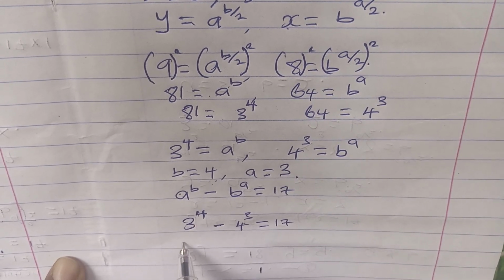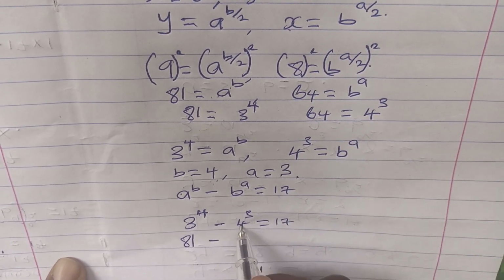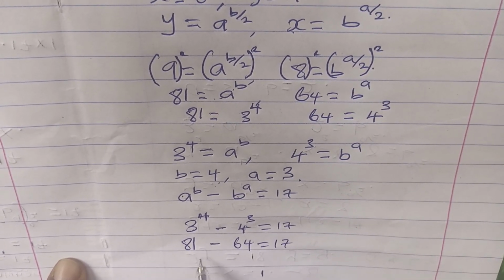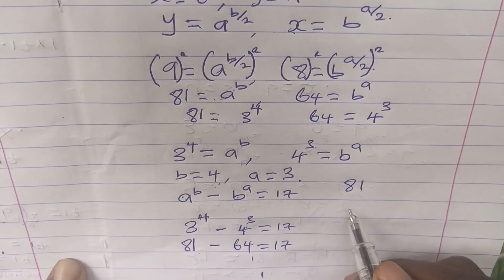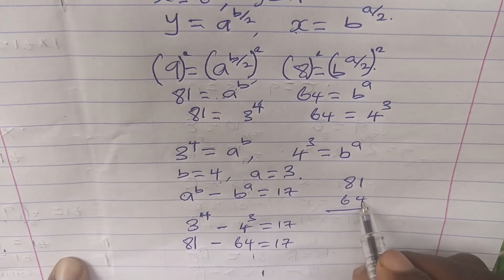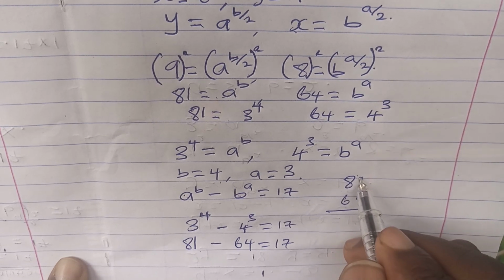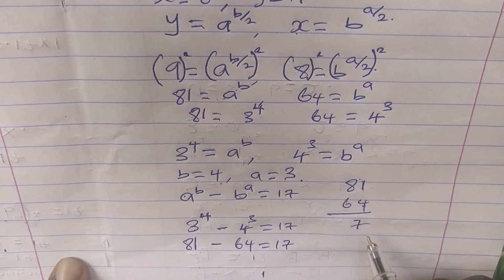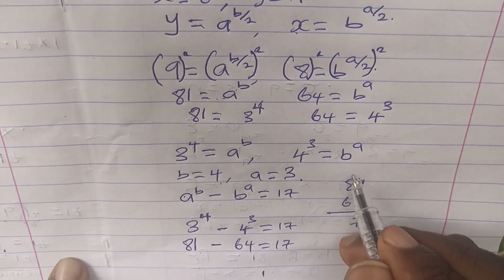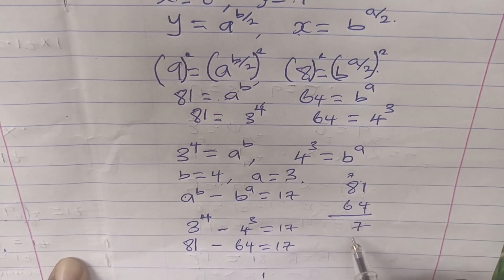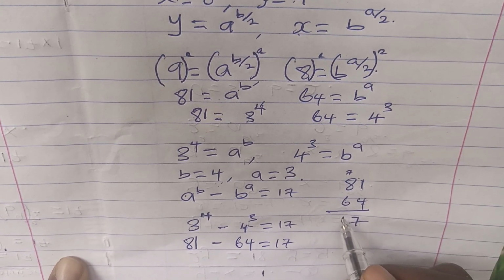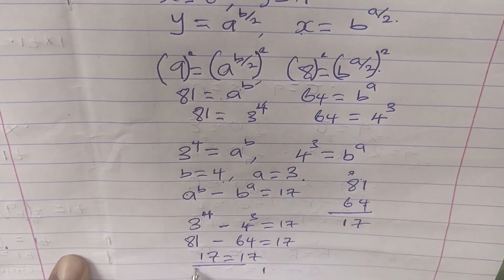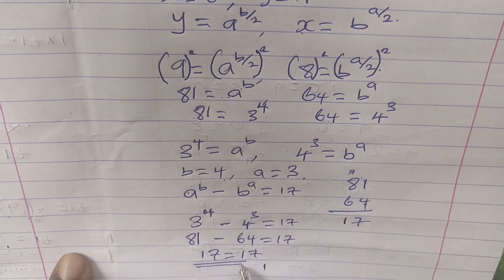3 to the power of 4 gives us 81, minus 4 to the power of 3, which gives us 64, is equal to 17. 81 minus 64: 1 minus 4 cannot be done, so we borrow 1 from here, making it 11. 11 minus 4 gives us 7. Then 7 minus 6 gives us 1. So we have 17 is equal to 17. So the values of a and b in this challenge are correct.